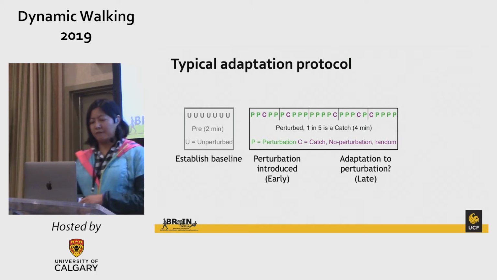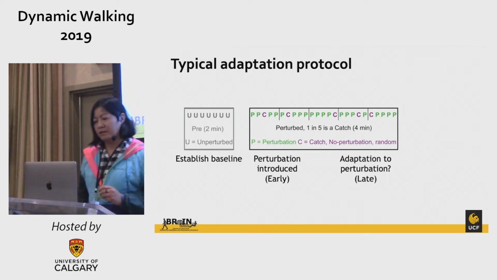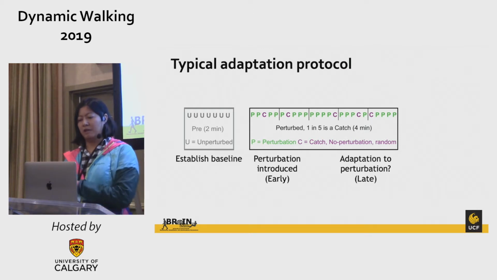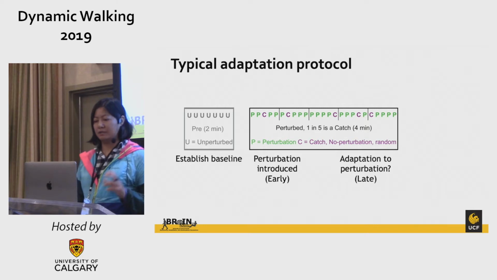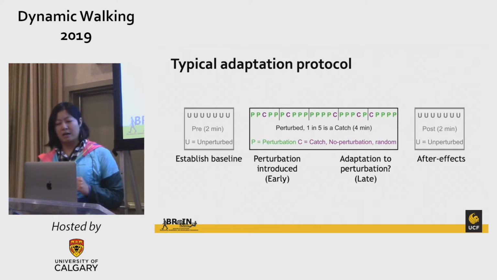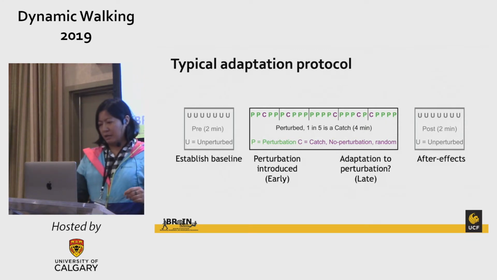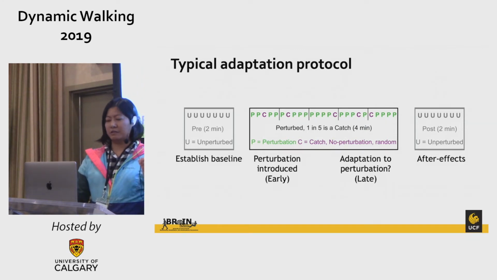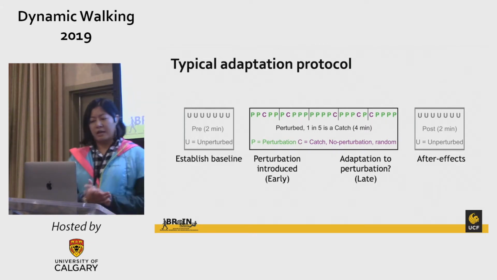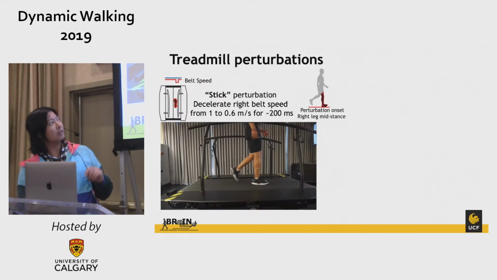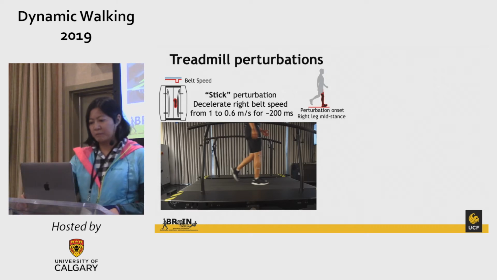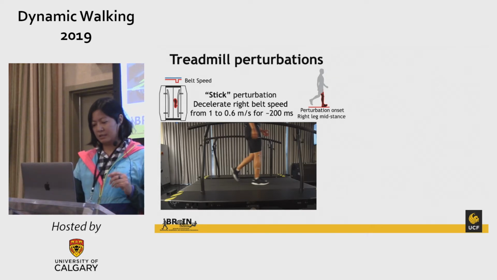So we do this for about 4 minutes, and we can look at what happens in the beginning, when we first introduce the perturbation, that's early, and then what happens at the end to see if they adapt. So that's late. And then after that, we go back where we have no perturbations, and that's unperturbed. And then we can try to look at some after effects. So on the treadmill, in order to do this, we have to use some pretty small perturbations. And so on this treadmill, we're applying the perturbations at the onset of right leg mid-stance.